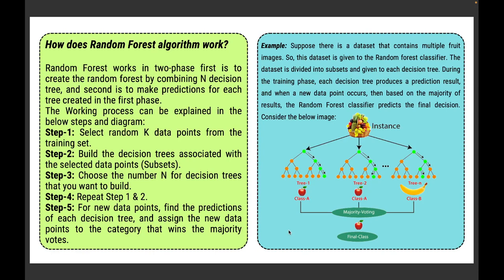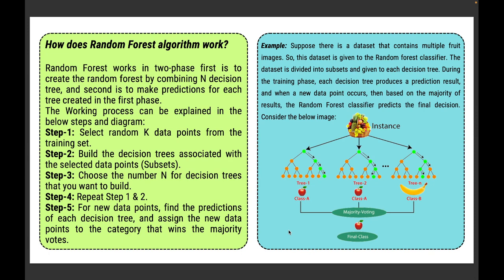Step 5: For new data points, find the prediction of each decision tree and assign the new data points to the category that wins the majority votes. Let's now consider an example. Suppose there is a dataset that contains multiple fruit images. The dataset is given to the random forest classifier. The dataset is divided into subsets and given to each decision tree. During the training phase, each decision tree produces a prediction result, and when a new data point occurs, based on the majority of the results, the random forest classifier predicts the final decision.